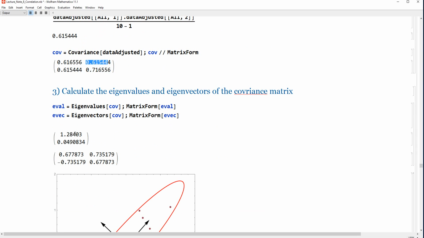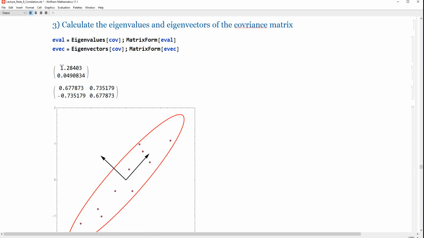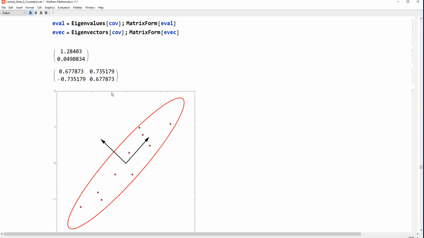Yeah. I do this here. These are the two eigenvalues, and these are the two eigenvectors in row notation. This is our data, and here I plot the two eigenvectors. And the eigenvectors are pointing in the direction of the primary axis of the matrix, always. Yeah?